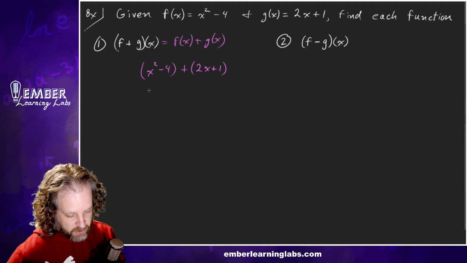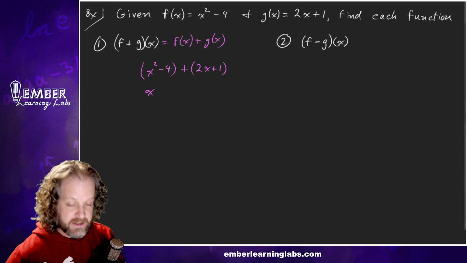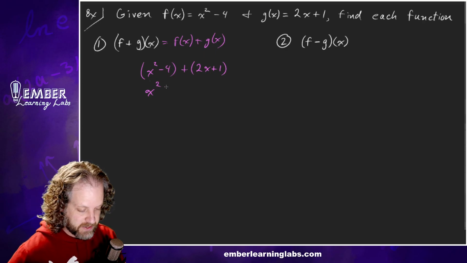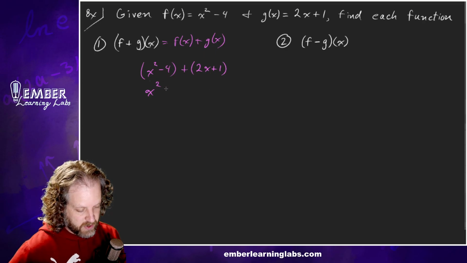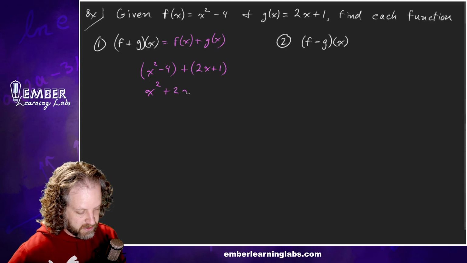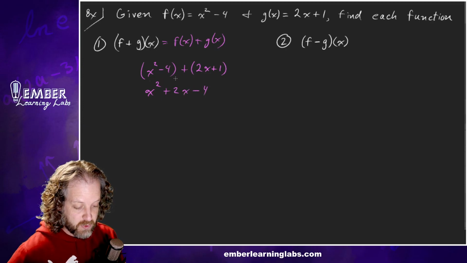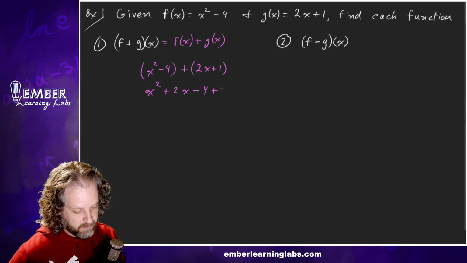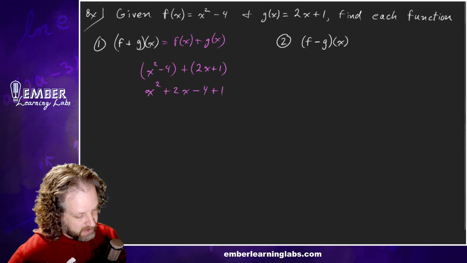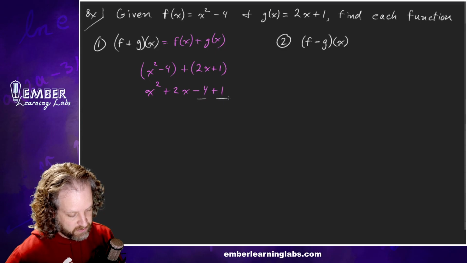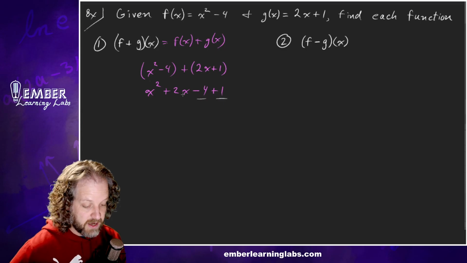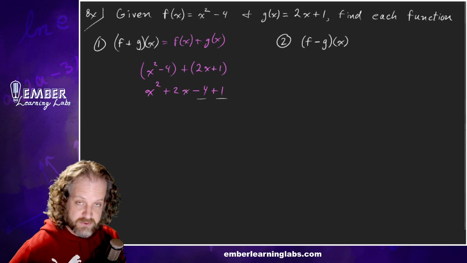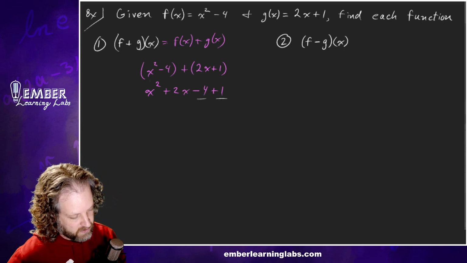Since this is a plus out here, these parentheses don't actually do anything on this problem, so we can just rewrite this. I'm going to rewrite it in descending order because we've got lots of practice doing that. So x squared plus 2x minus 4. Just watch your signs when you're using that commutative property, and then plus 1. Do we have any like terms? Yes, we do, this one and that one. These are not alike, because this one's a squared and this one's not a squared.